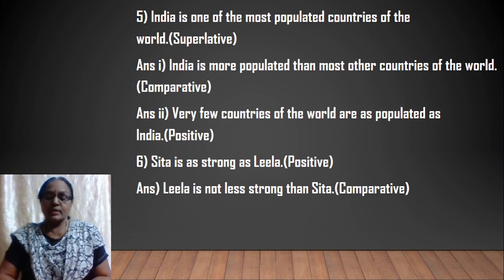Let's go to the sixth question. Sita is as strong as Leela. Here Sita and Leela both are equally strong. So that's positive degree. We can have only comparative degree here. It is Leela is not less strong than Sita.